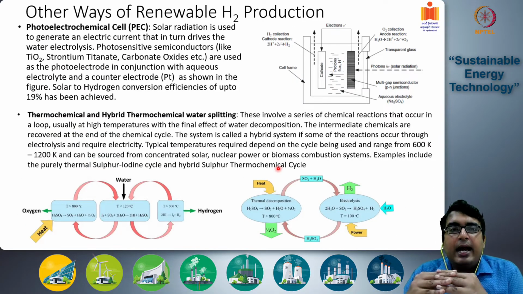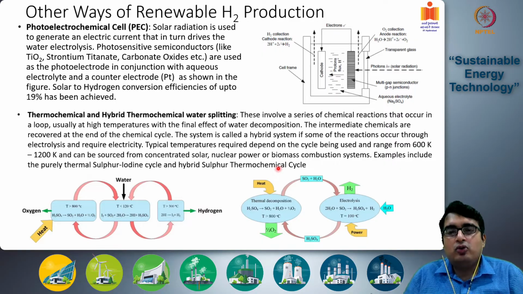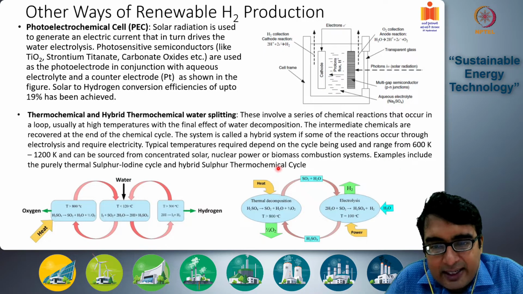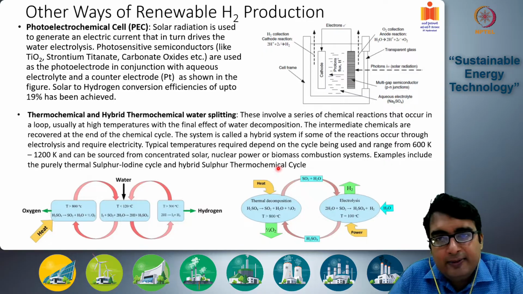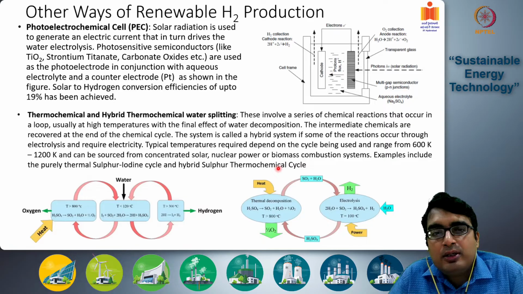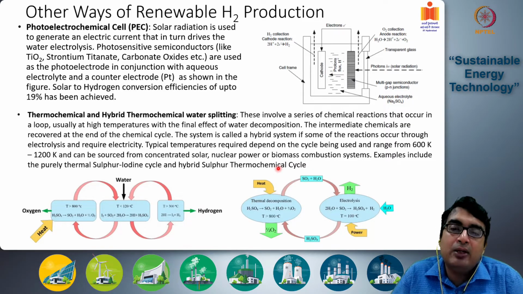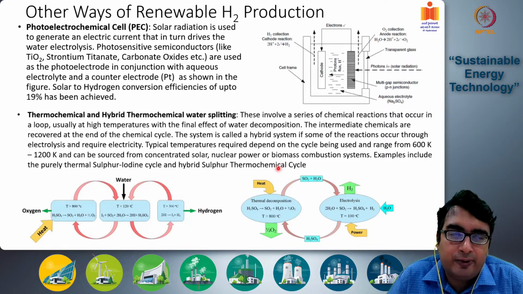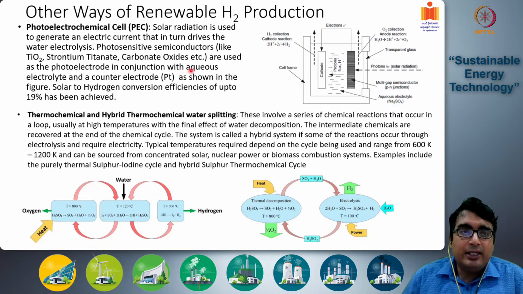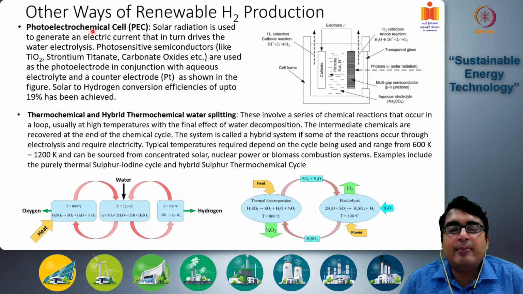So here I am showcasing two such methods. There are several others that we will not be discussing for brevity of time, but let us discuss two quite different methods to show how these methods can be used to generate renewable hydrogen. So the first method is photoelectrochemical cell, which is PEC.